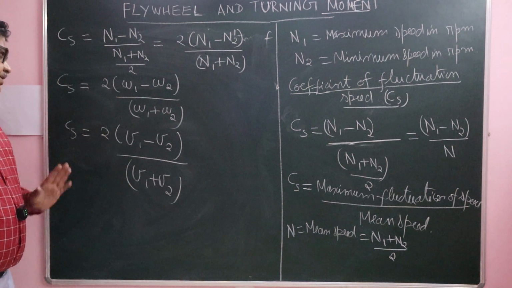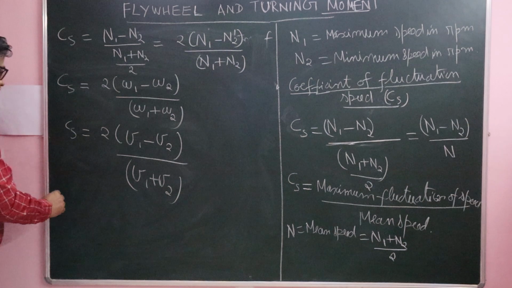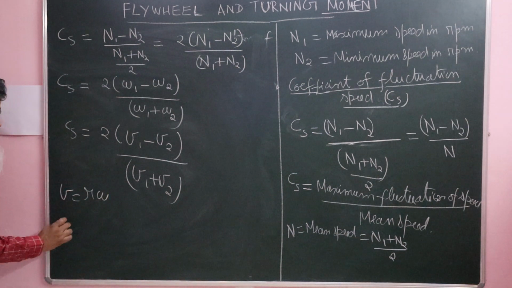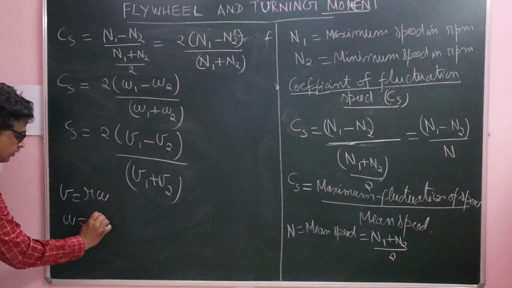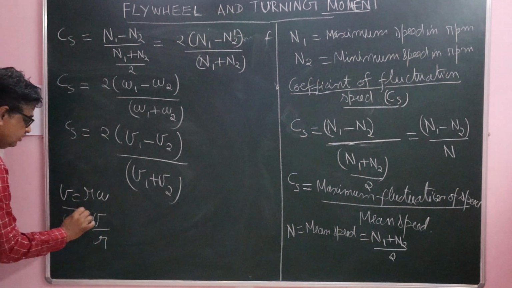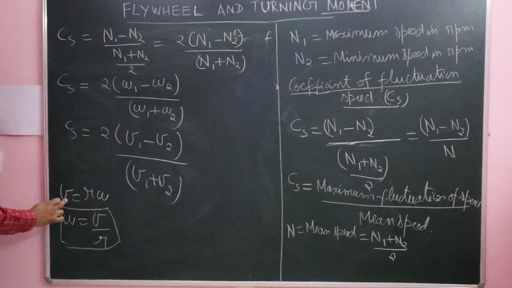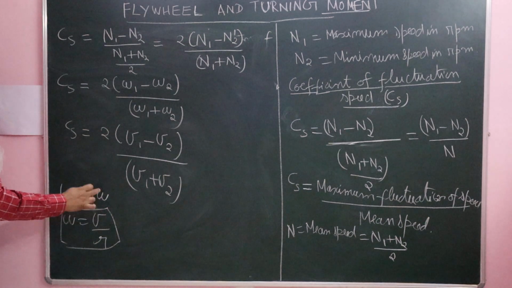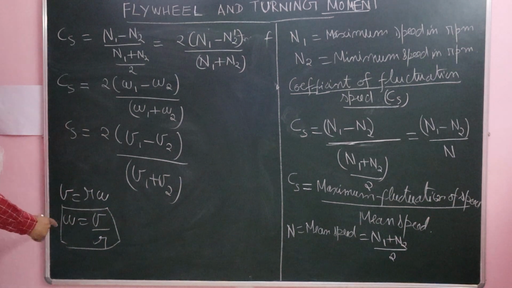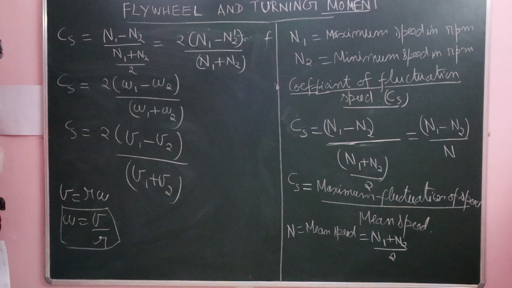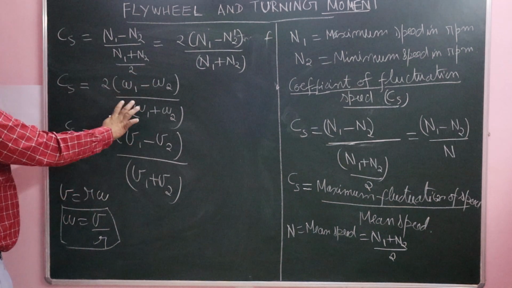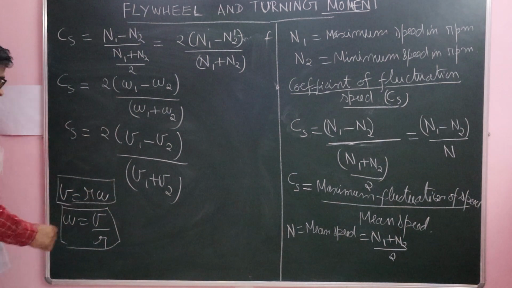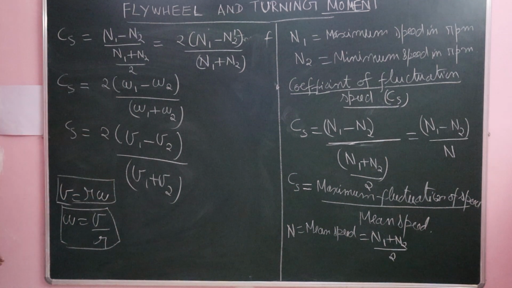You can also write like this, because we know the formula, V is equal to R omega. Therefore, we can write omega is equal to V by R. V, the tangential velocity, is equal to the radius of gyration, radius, into omega, the angular velocity. From this, omega equals V by R. So when we substitute V by R, we get like this. So using this formula, you can write these two.